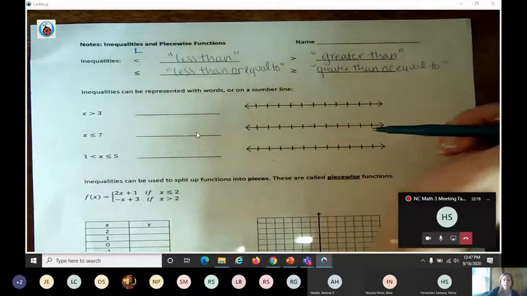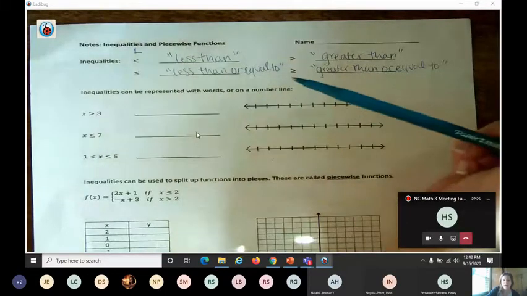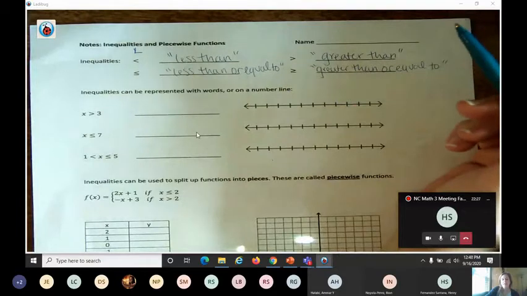Okay. And we're going to plot the inequalities that they have here on each number line. We're going to write them out in words just to make sure that we remember what this stuff means. So since this is a review, I'm going to call on you guys.